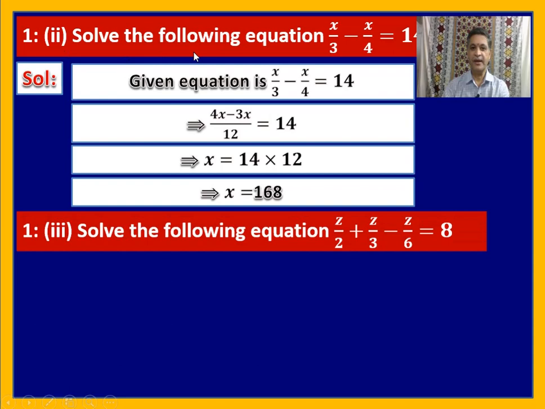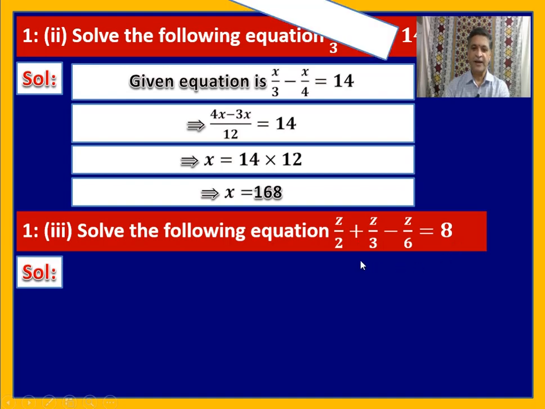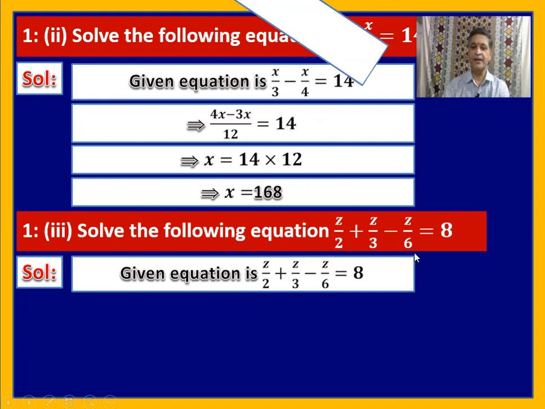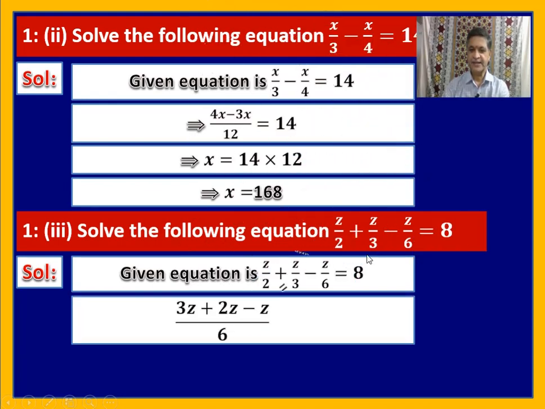Now the third Roman in the first problem. Solve the following equation. z by 2 plus z by 3 minus z by 6 is equal to 8. Here all variables are in the LHS and the constant term is in the RHS. Now take the LCM for 2, 3 and 6. The LCM is 6. So 2 cancels in 6 3 times, that is 3z. 3 cancels 2 times, that is 2z, minus 6 cancels 1 time, so that is 1z. So 3z plus 2z minus z by 6 is equal to 8.